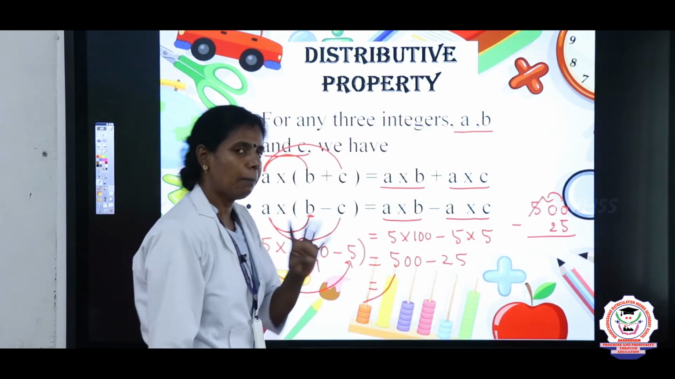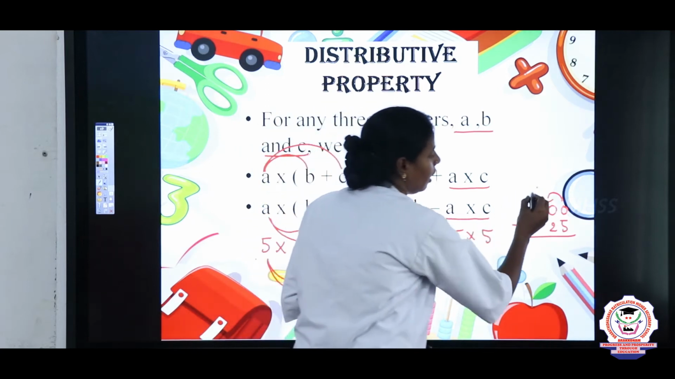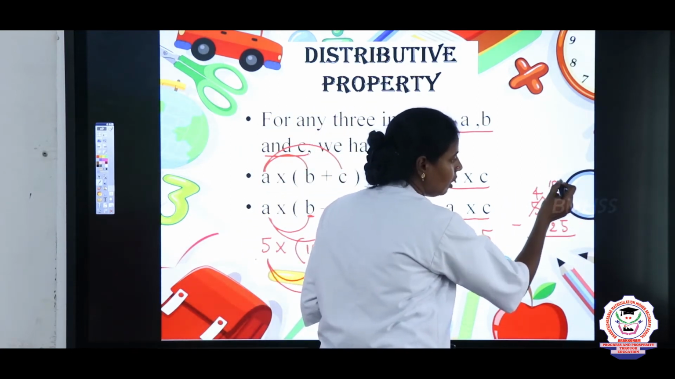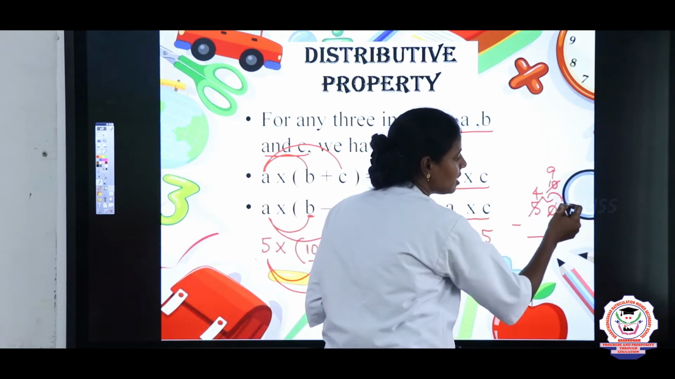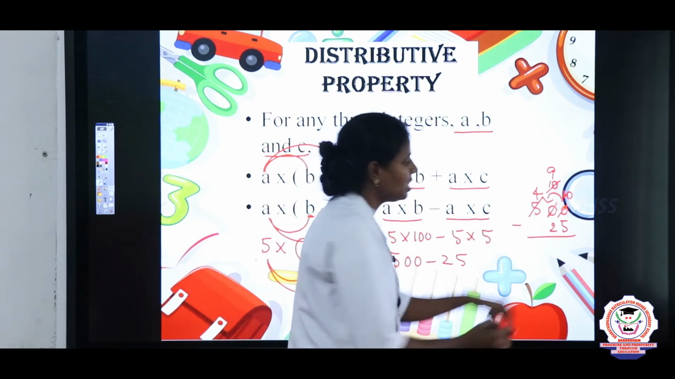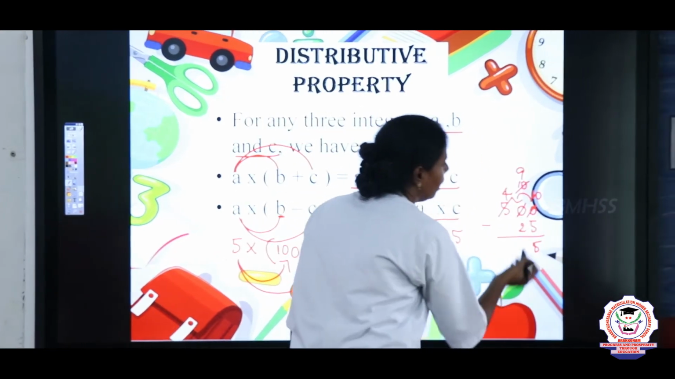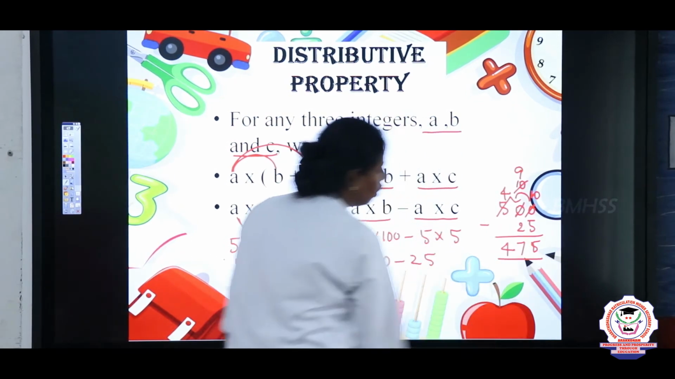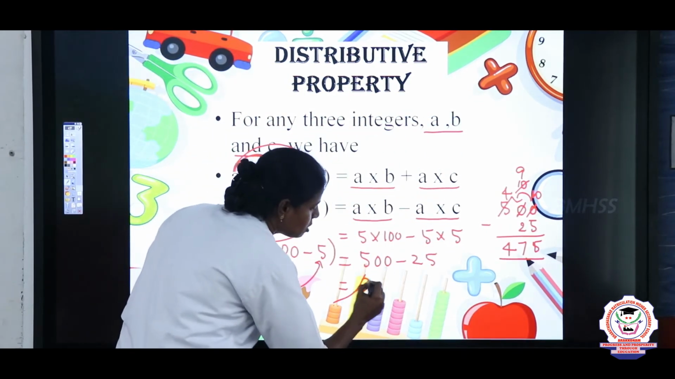So 5 will become 4 and this 0 will become 10. From this 10 only we can borrow. 10 will become 9 and the 0 will be 10. Now we can subtract. 10 minus 5 is 5, and 9 minus 2 is 7, and 4. So, totally how much money have we spent here?